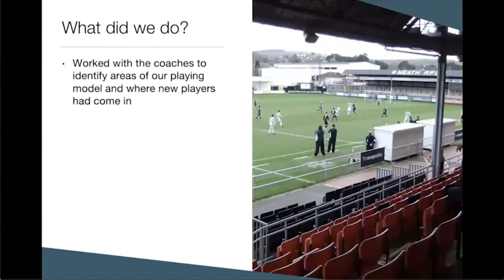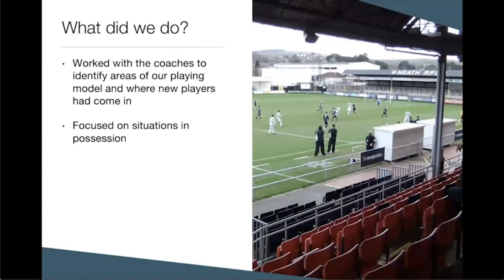I worked with the coaches to identify the areas of our playing model and also where the new players had come in. So that was really important as well, focusing on those new players when they came in, and how to maximize our time. We can only do so many sessions on the grass in the 2 or 3 weeks that we have prior to the competitive game. So now it was about maximizing that time outside of our regular trainings, in order to integrate them as effectively as possible into the player model.